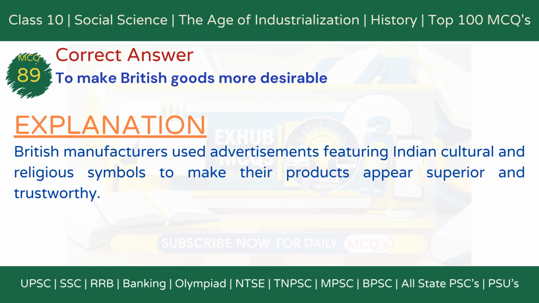The correct answer is option B. To make British goods more desirable. Explanation. British manufacturers used advertisements featuring Indian cultural and religious symbols to make their products appear superior and trustworthy.